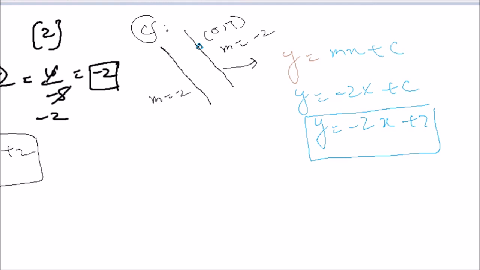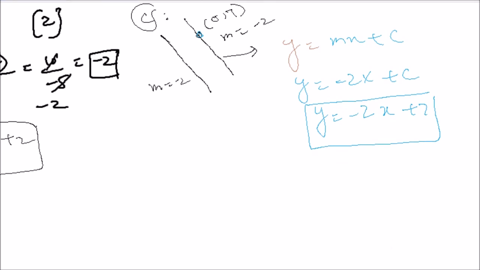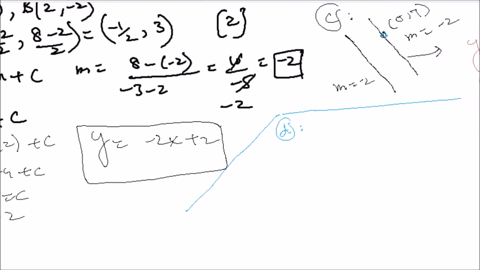Now the last question is, the last part I'm doing here. The last part is part D. Part D says, find the equation of the line perpendicular to AB which passes through a point. We got the equation of AB here. This was the equation of AB. They say the equation of the line perpendicular to AB which is passing through one point.